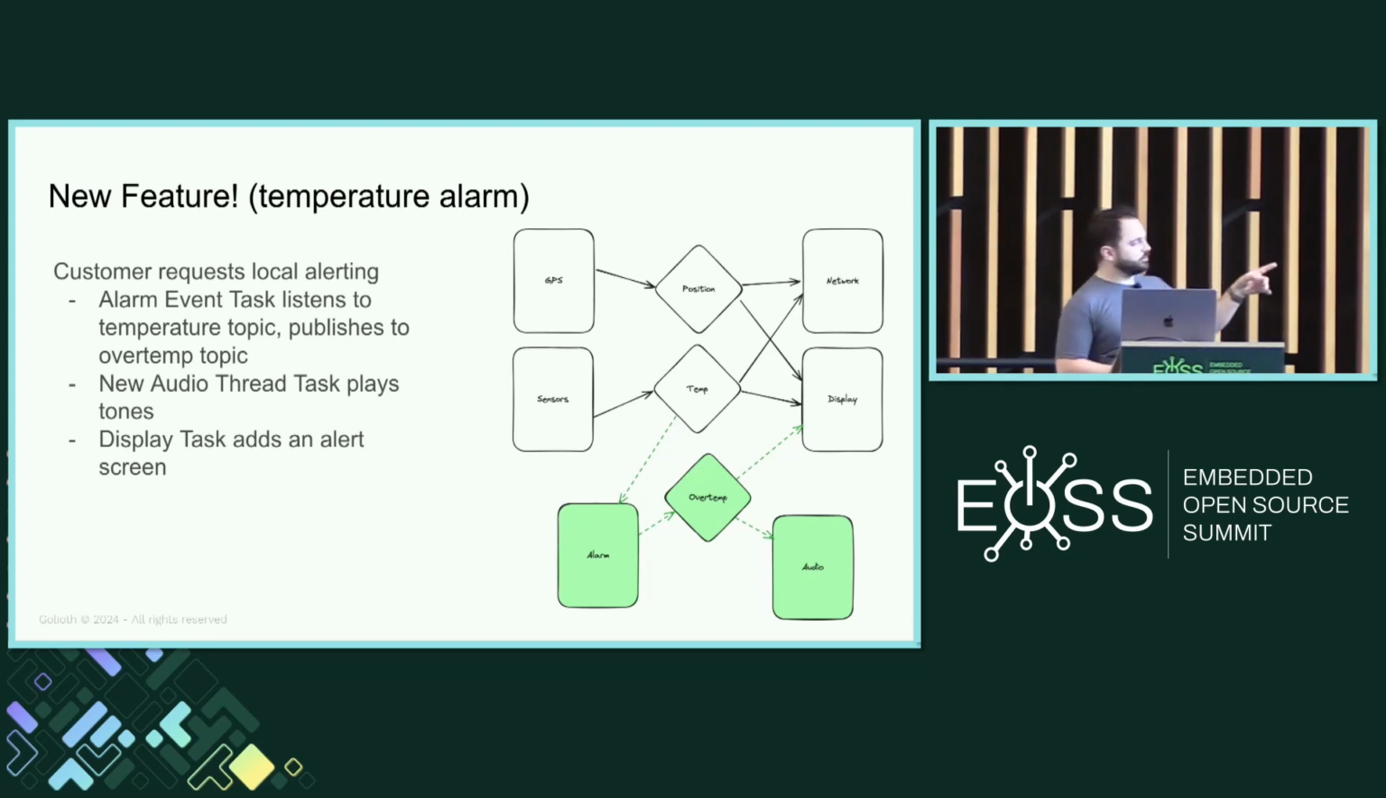So it publishes to the overtemp topic, and that overtemp topic is something I should have mentioned about this. The arrows that show the data going, like position pushing data to network, it's sort of describing the flow of data, but remember that these tasks subscribe to that data. So they're actually calling into ZBus or your pub sub subsystem to say, hey, I'm interested in position data, right?